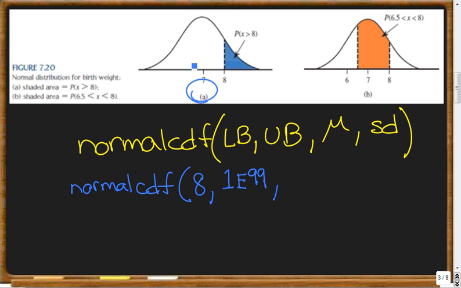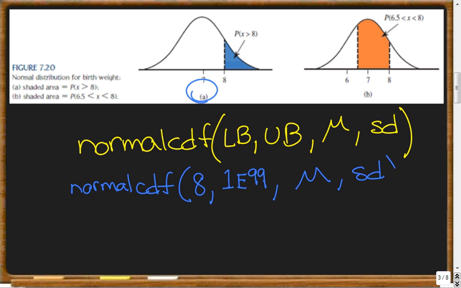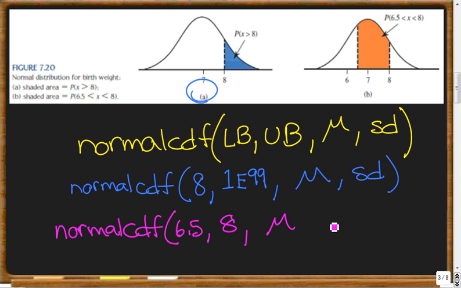And then you type in whatever your mean and standard deviation are for that particular distribution, which we do not see here. And for our next one, the peach or purple or salmon one, you would say your normal CDF, your lower bound is 6.5, your upper bound is 8, and whatever your mean and standard deviation happen to be for these, that is what you would type in, and that would give you your answers for those particular problems.